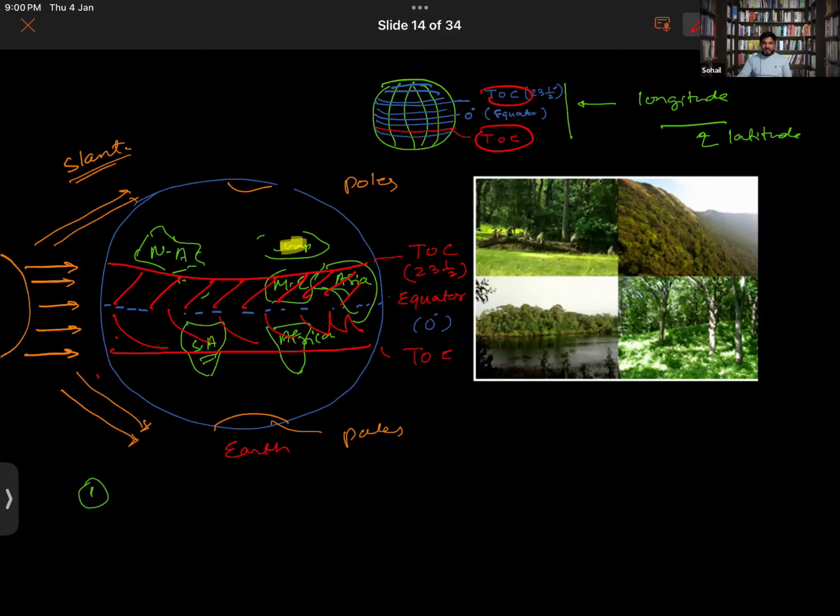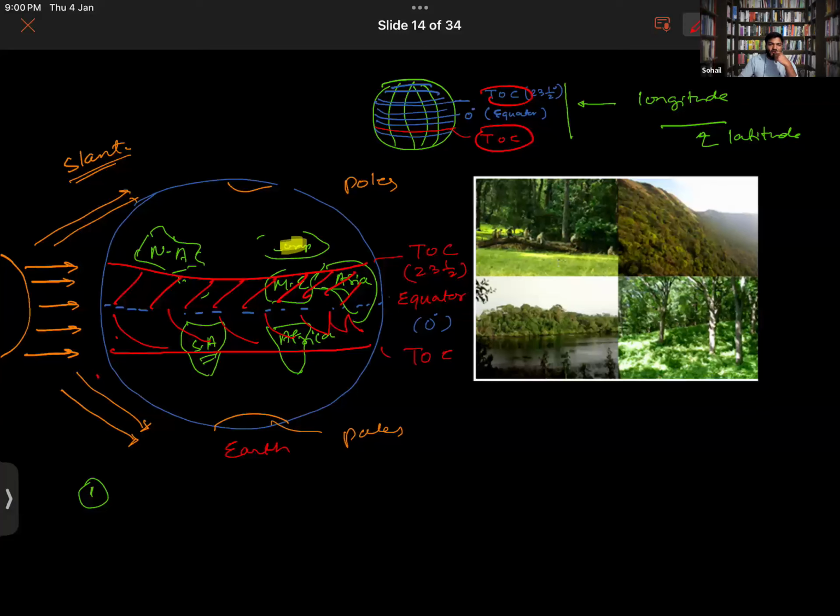So I hope you guys have got what I was trying to tell you. Is that clear? Basically, most of the forests are found in the tropical region. That is true, but then you will also have some exceptions.